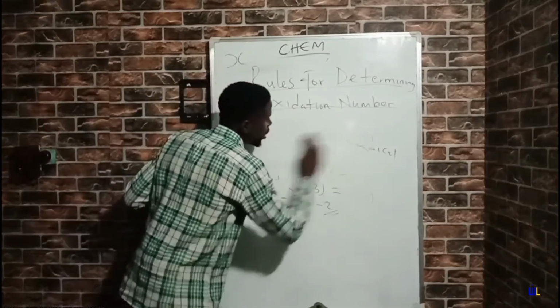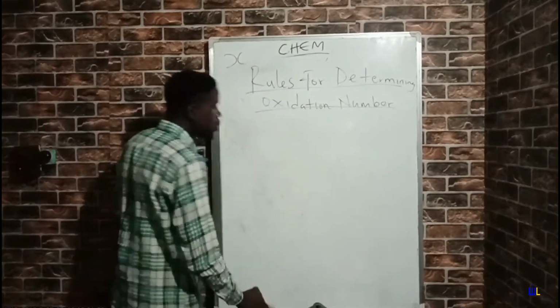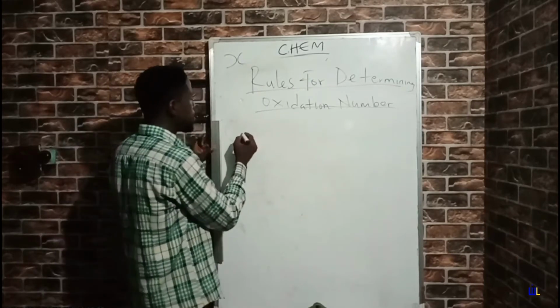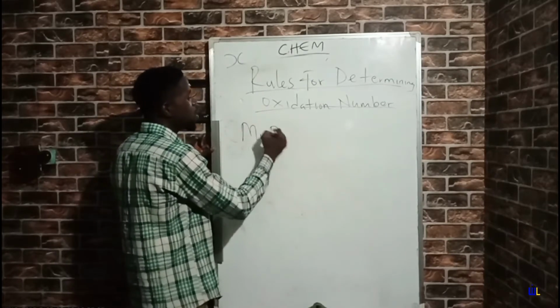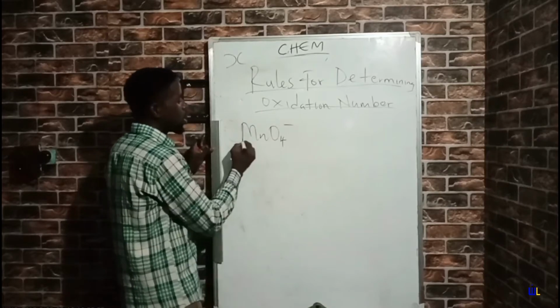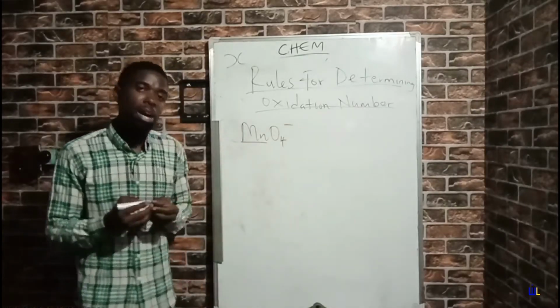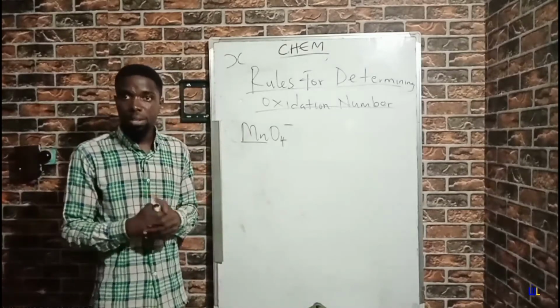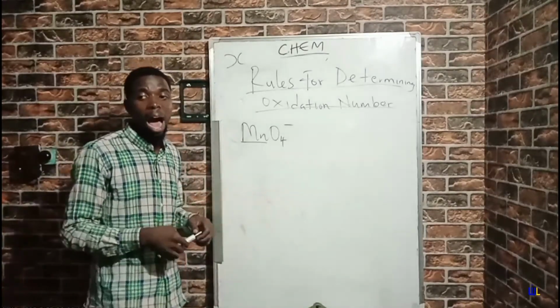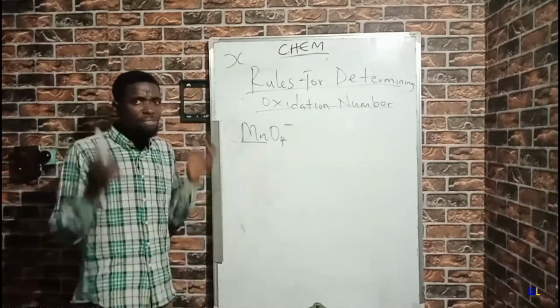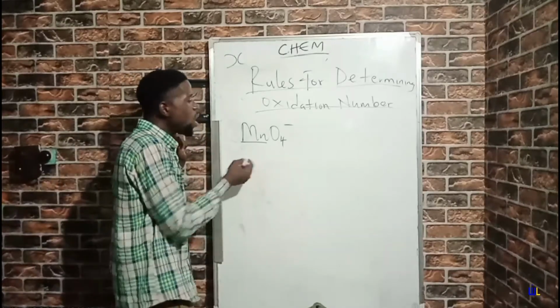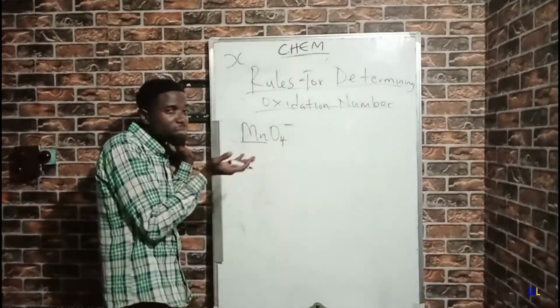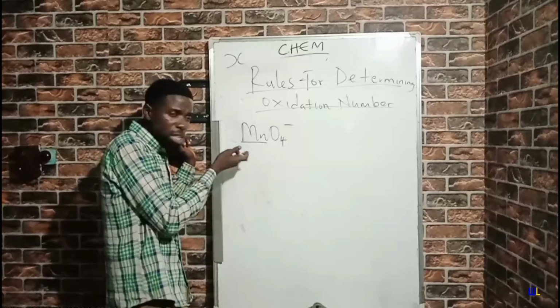For instance, let's find the oxidation number. We have MnO4 minus, and we are asked to find the oxidation number of manganese. Find the oxidation number of manganese in MnO4 minus. This is going to be quite simple. How do we solve it? Very, very easy. Now, what rule will apply here? The 7th rule, because this is a radical.